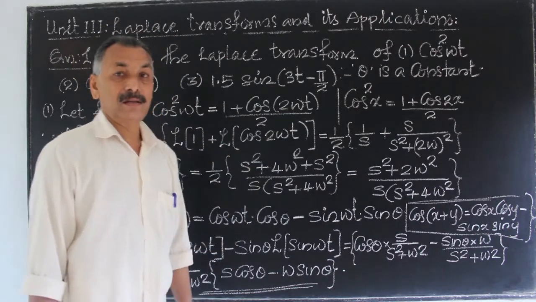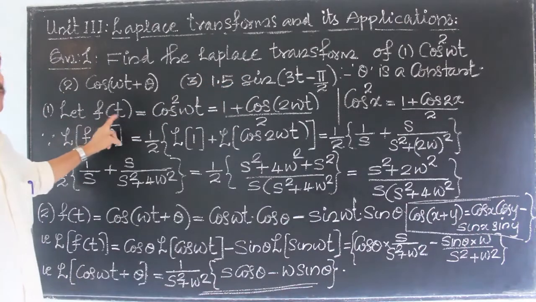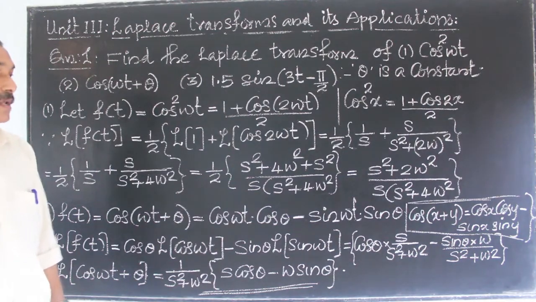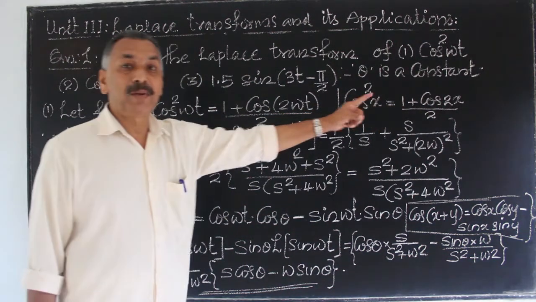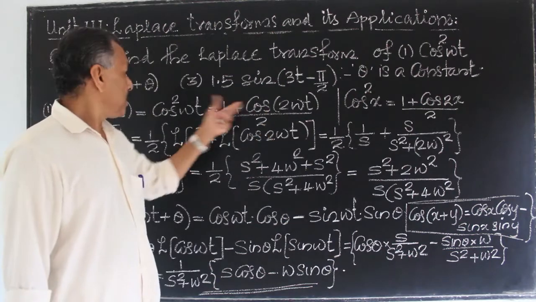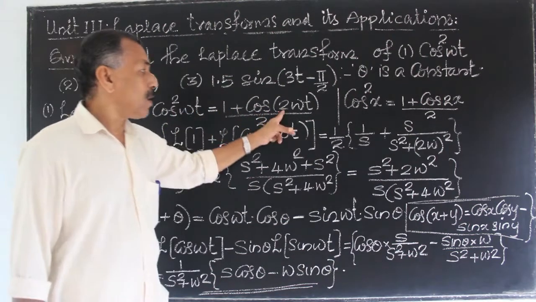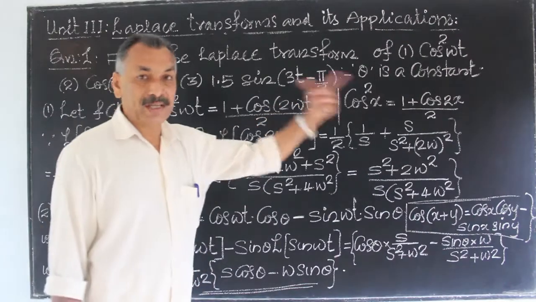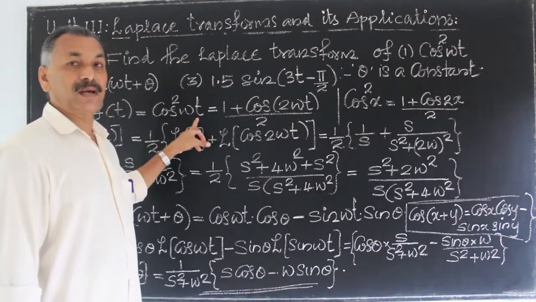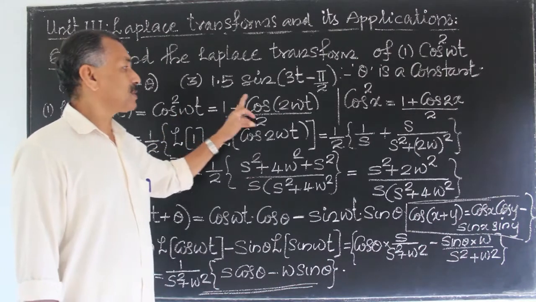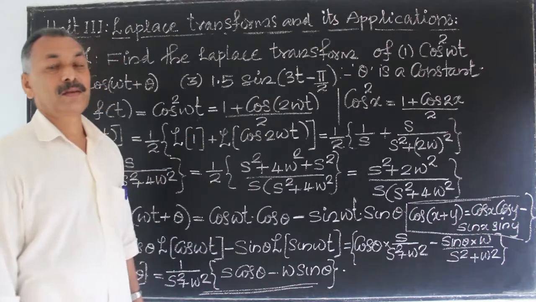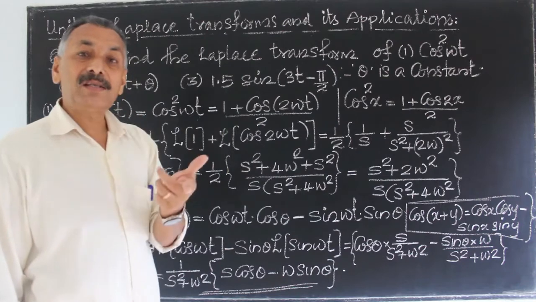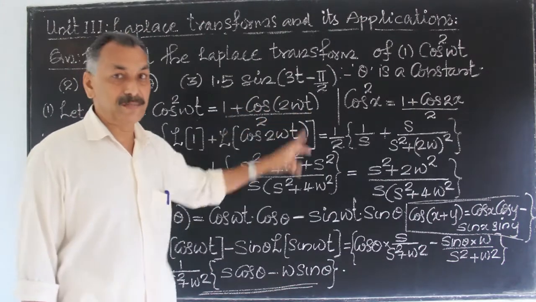Now apply it here. In the first problem, f of t is equal to cos square omega t. Cos square x is equal to 1 plus cos 2x by 2. Here x is equal to omega t, so cos square omega t is 1 plus cos 2 omega t by 2. If the problem is sin square omega t, then it is 1 minus cos 2 omega t by 2.